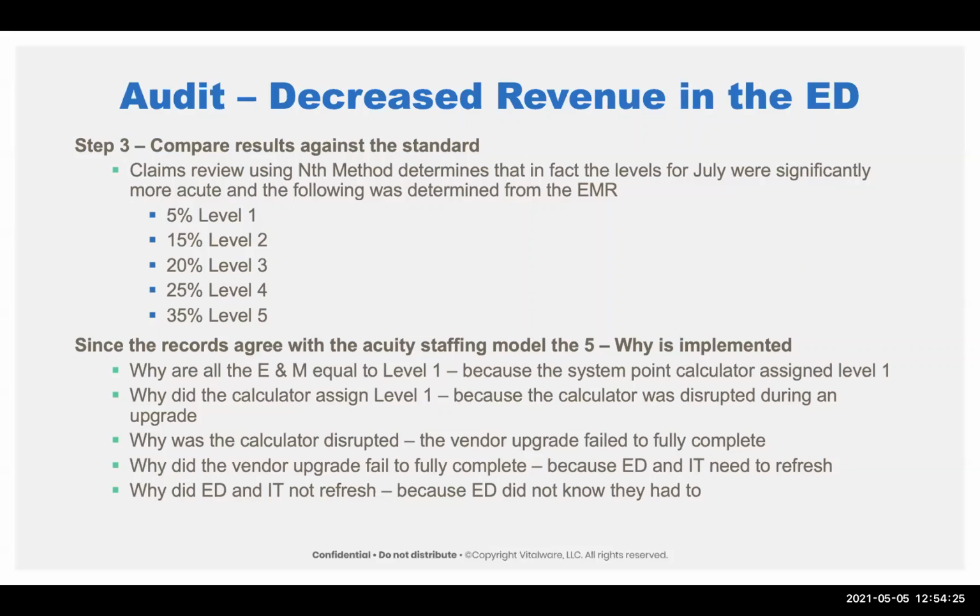Why did the vendor upgrade fail? Because ED and IT need to refresh the system. Why did ED and IT not refresh? Because the ED thought IT would do it. They had no idea they needed to do it. So this is a real example where 5 months went through this system.